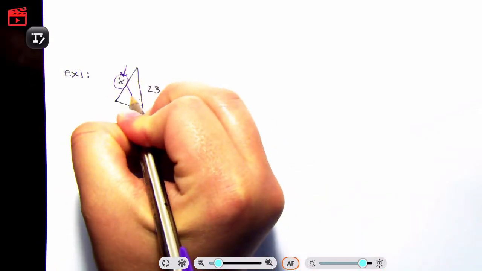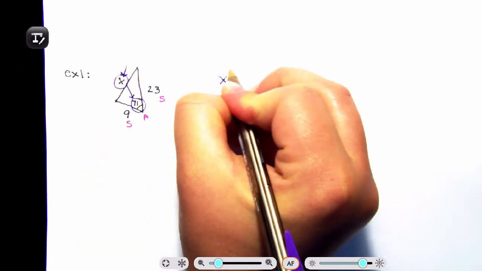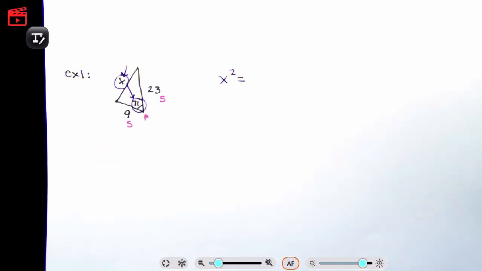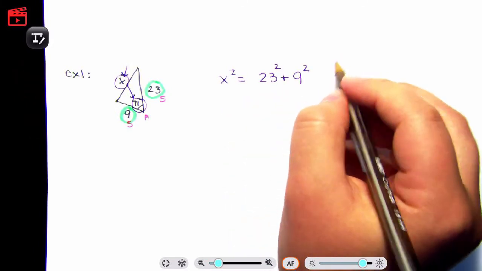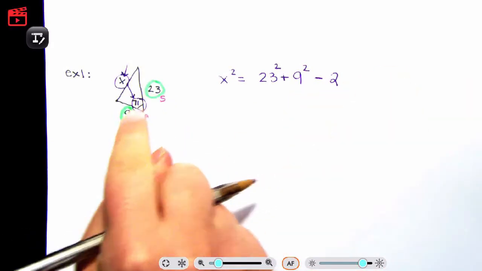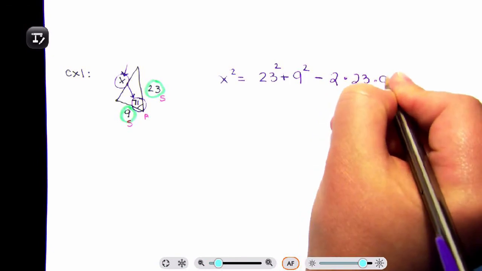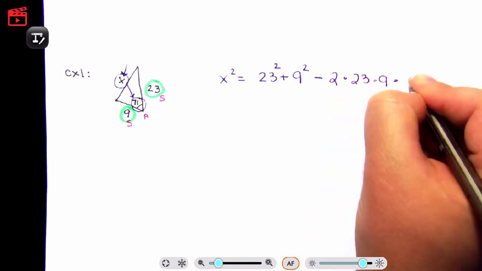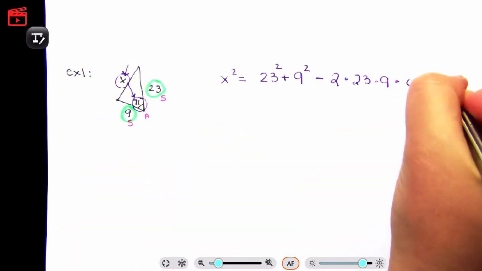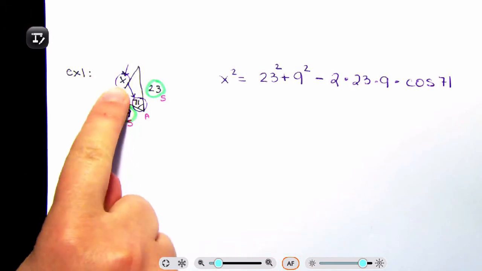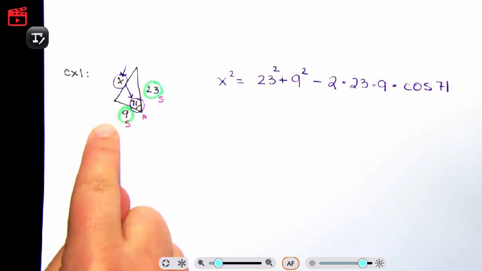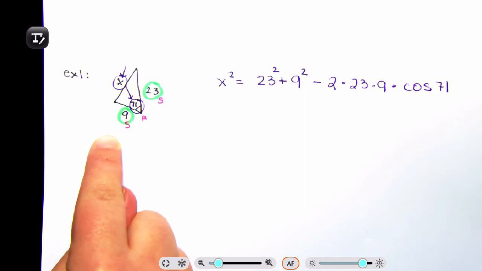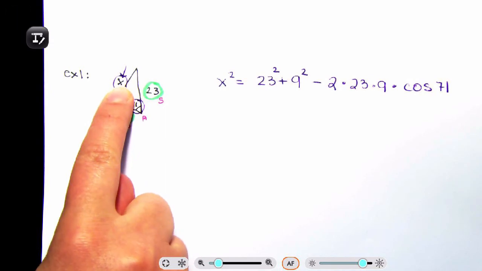You have a side across from the angle. So that means you're going to say X squared is equal to, you have two other side lengths, 23 and 9. You're going to take both of them, add them, square each. That is now going to be subtracted from 2 times each one. Then you're going to multiply by cosine of that opposite angle, which is 71. Take your side, square it. That is equal to the other two sides squared and added. Then you subtract 2 times these side measures, the ones that you're not solving for, multiplied by cosine of the angle across from the side that you need.